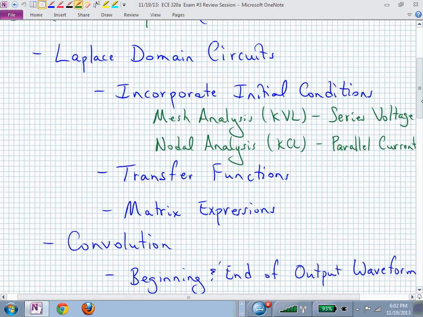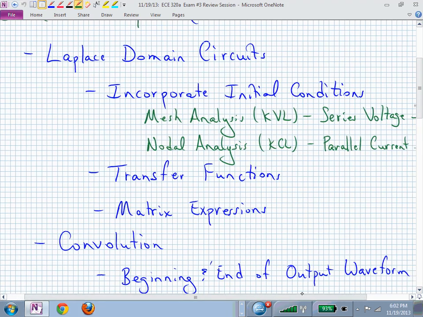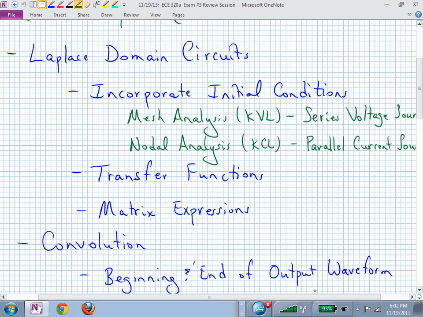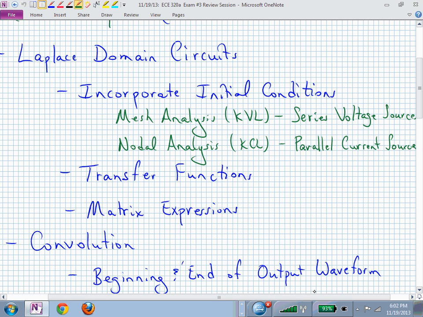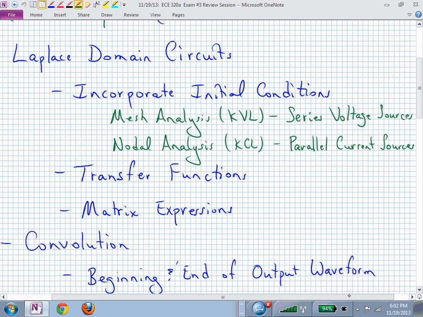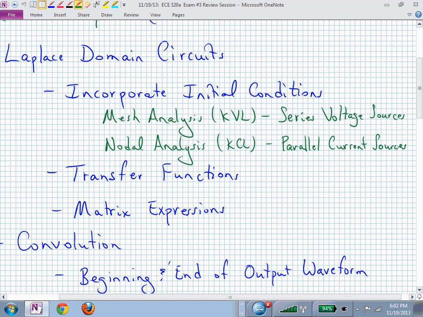If we go back to Laplace circuits, or S-domain circuits, you need to be able to incorporate initial conditions with those circuit models, and you need to know the difference between the two types of sources that you can incorporate into those S-domain models, depending on whether you want to use mesh analysis or write KVL equations, or whether you're wanting to write node voltage analysis or write KCL equations.